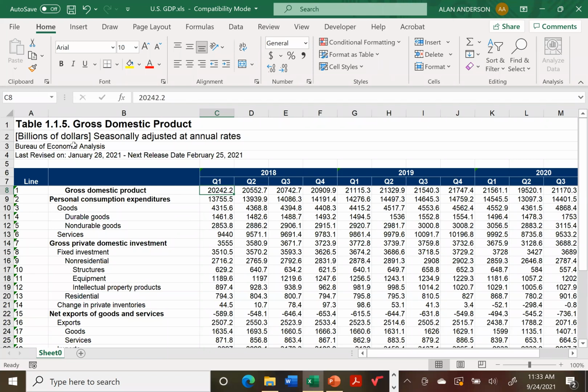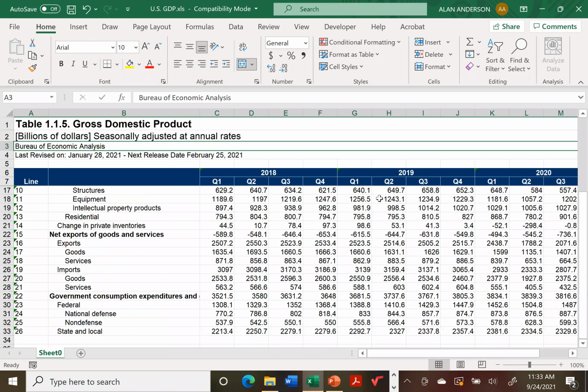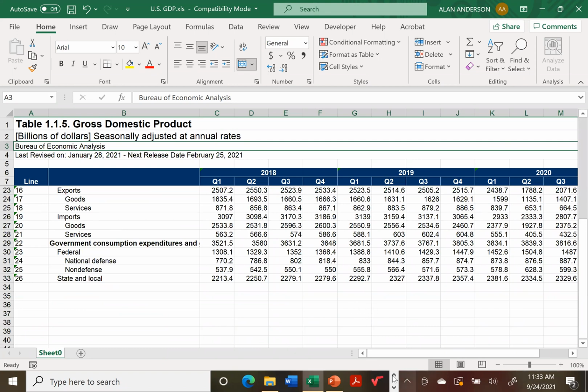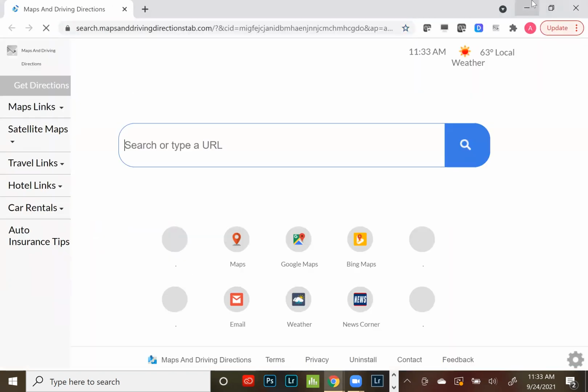Now, this is coming from the Bureau of Economic Analysis, which is part of the Department of Commerce. And if you want to look at these numbers, you can feel free to do that anytime. In fact, let's see where that's located. I think I put the website in the slides. If not, let's take a look at it right now.